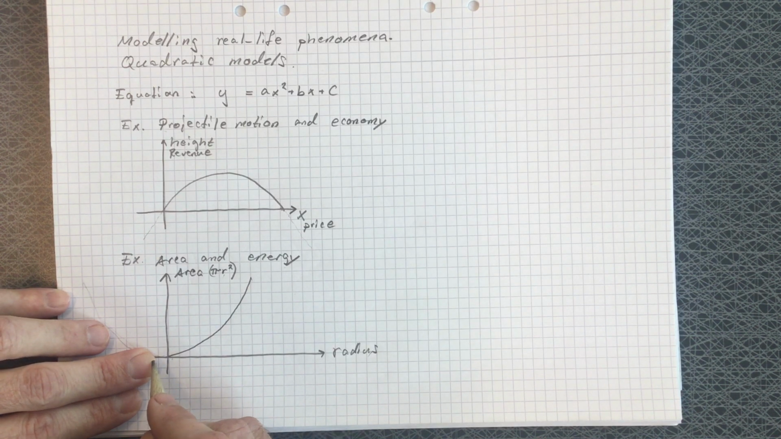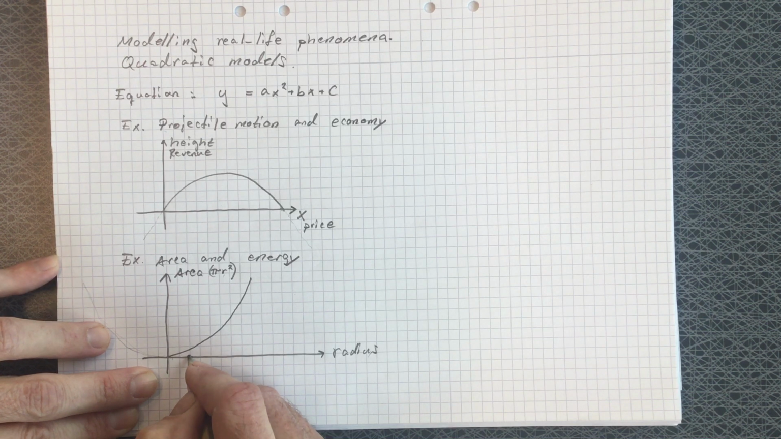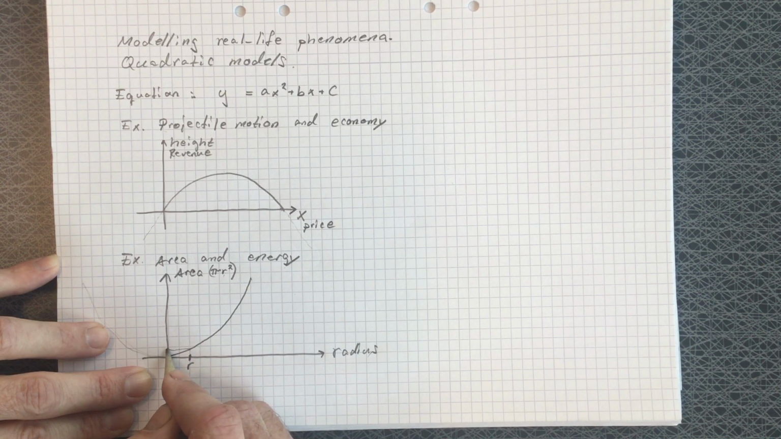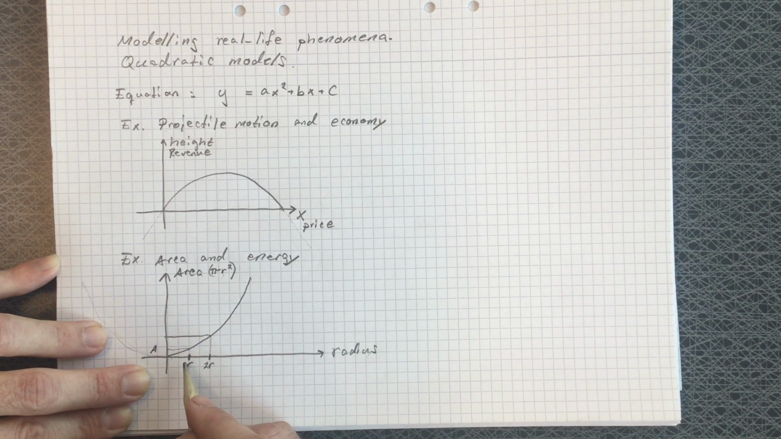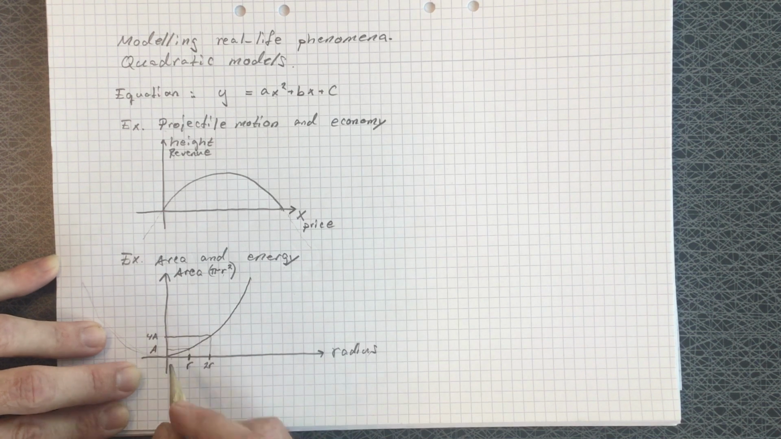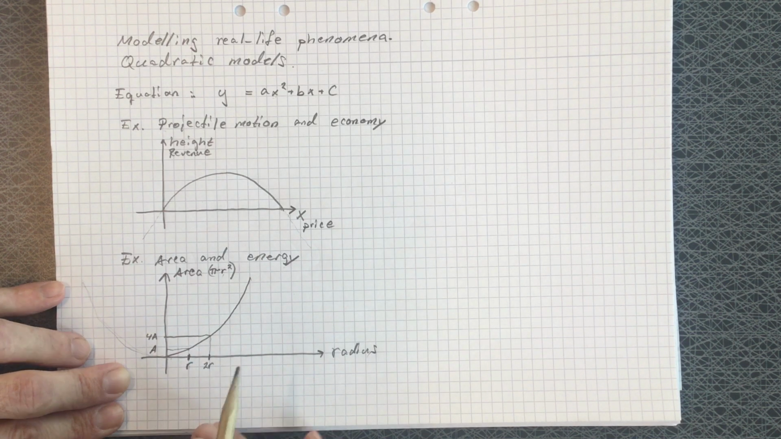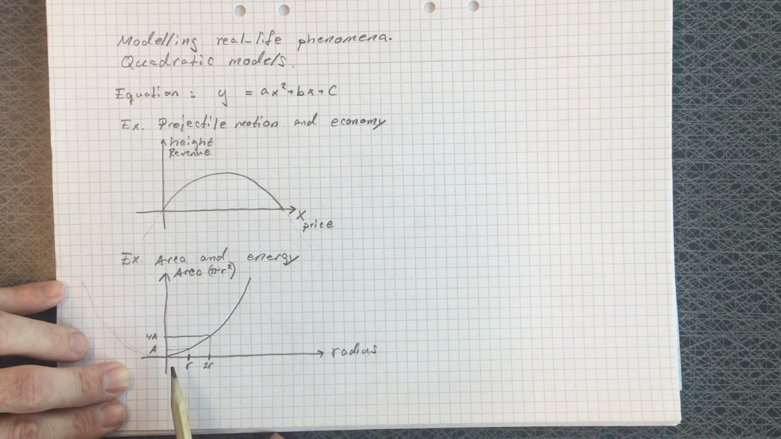Something very, or at least a little peculiar about this graph is that if you have a radius like this, then we will have an area that we can find on the y-axis, or the area axis. It's A. Now, if you double the radius of this circle, so we have 2r here, the area of the circle is not twice as big, it will become 4 times as big. That's typical for second degree equations or functions, that's quadratic models.